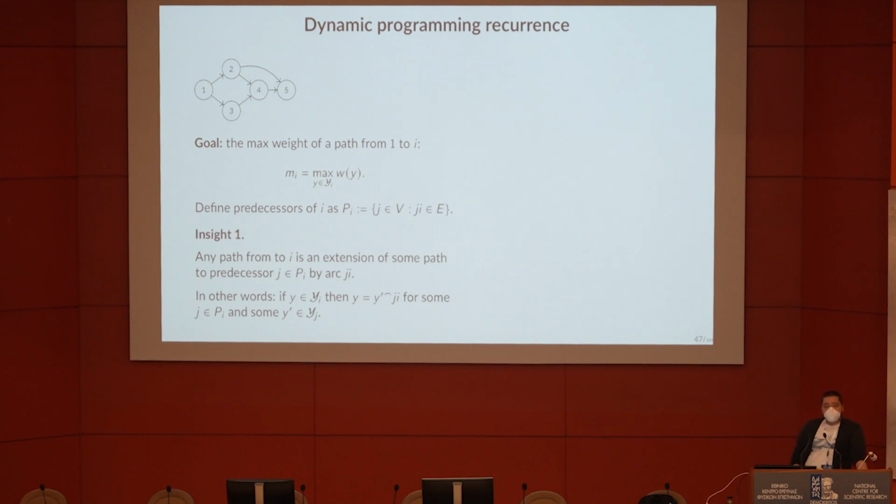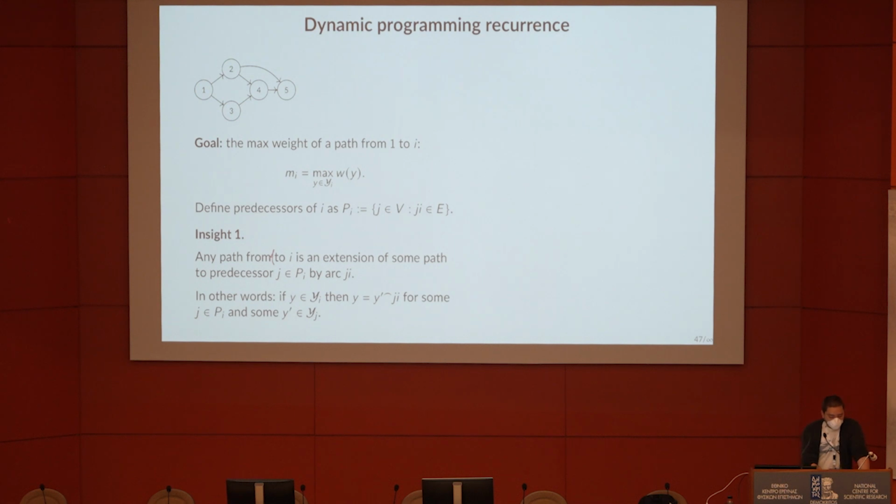In any graph, the following insight holds and helps us. Any path from 1 to i is an extension of some other path from 1 to j concatenated with the arc ji. Right? This is just a way to think about a path. From any path, you can remove the last edge and then think of it as being a slightly shorter path extended by one arc. This is just peeling off one edge off of the path, right?